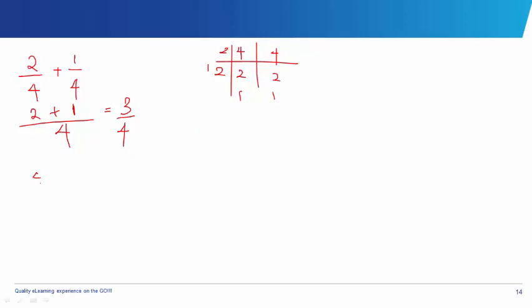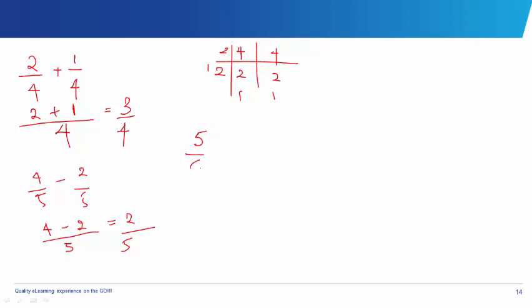Our next example goes this way: 4 over 5 minus 2 over 5. Now our LCM, the two numbers are the same, so we'll take 5. 5 divided by 5, 1. 1 times 4 is 4. Minus 5 divided by 5, 1. 1 times this 2, 2. 4 minus 2 gives us 2 over this 5. So 2 over 5 is our answer. Now let's take another example.